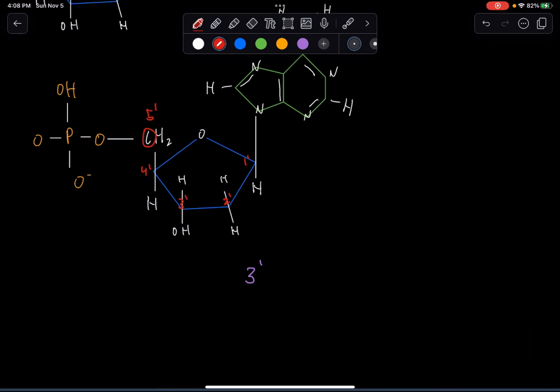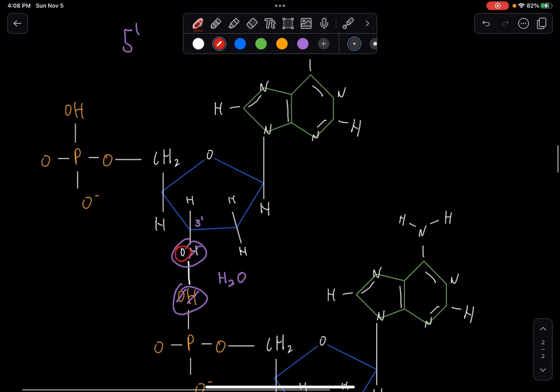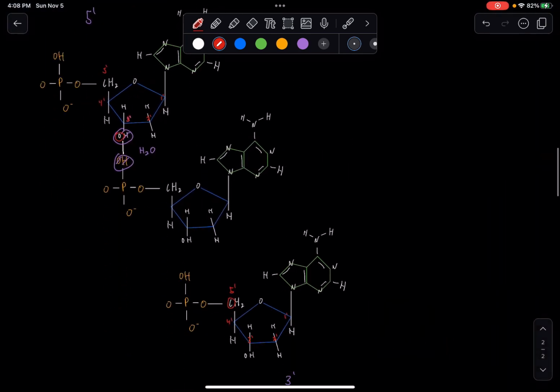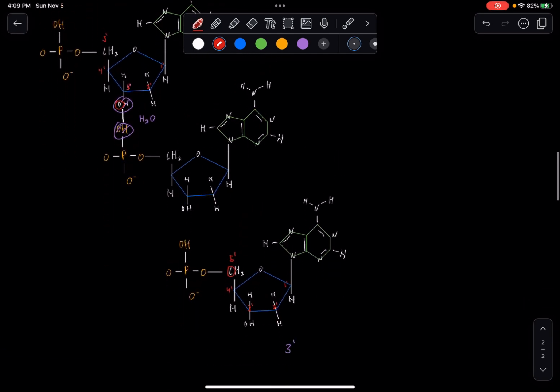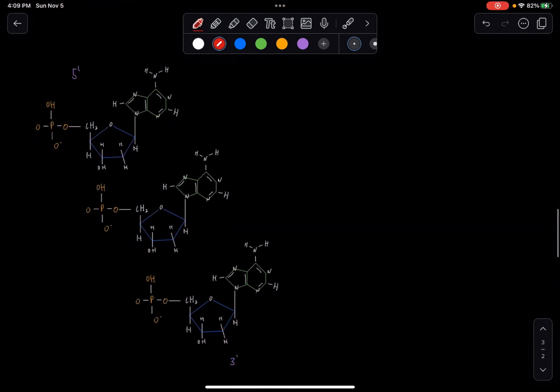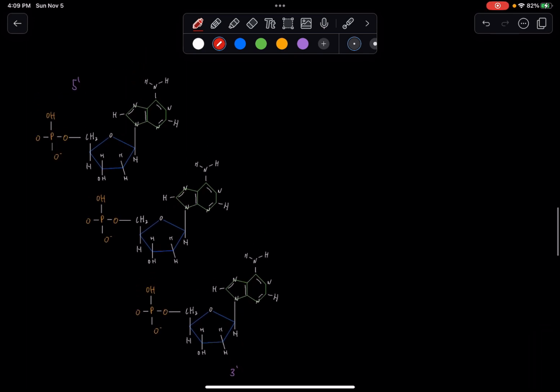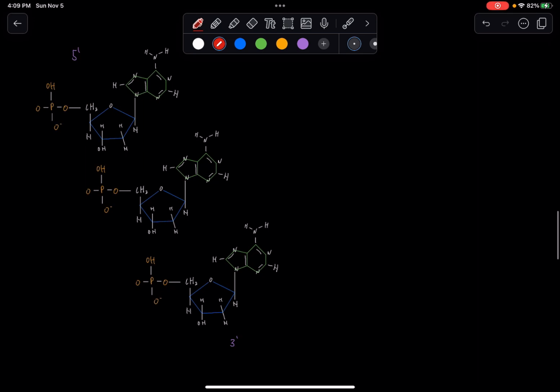And this end is closest to 3 prime. This end is closest to 5 prime. If we number them again, we can see 1 prime, 2 prime, 3 prime, which we already numbered, and 4 prime. And that is how this strand is constructed. Now, we know that DNA has 2 strands, not just 1. So how is the second strand compared to the first strand?